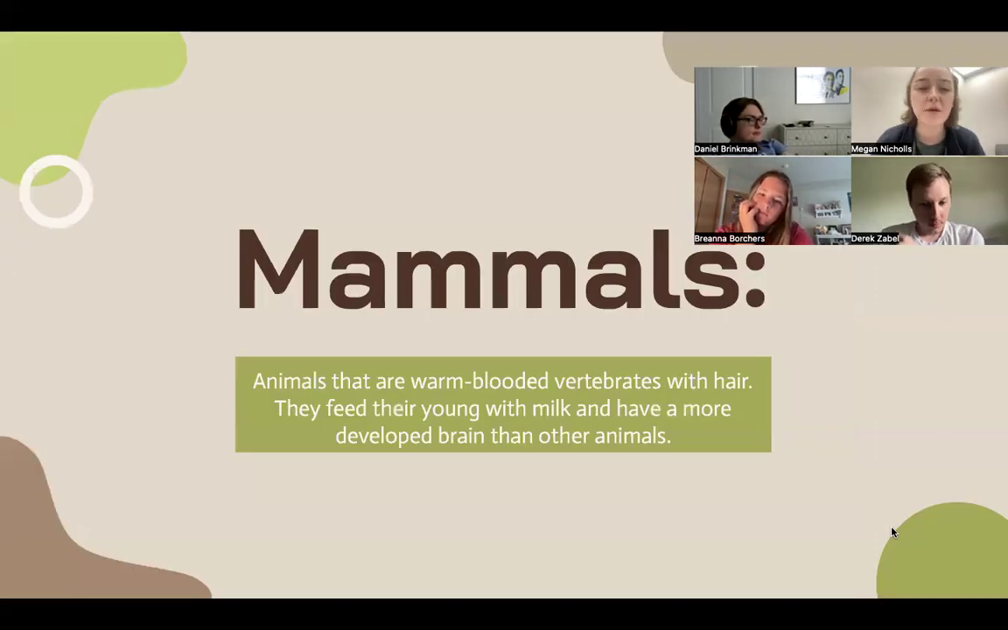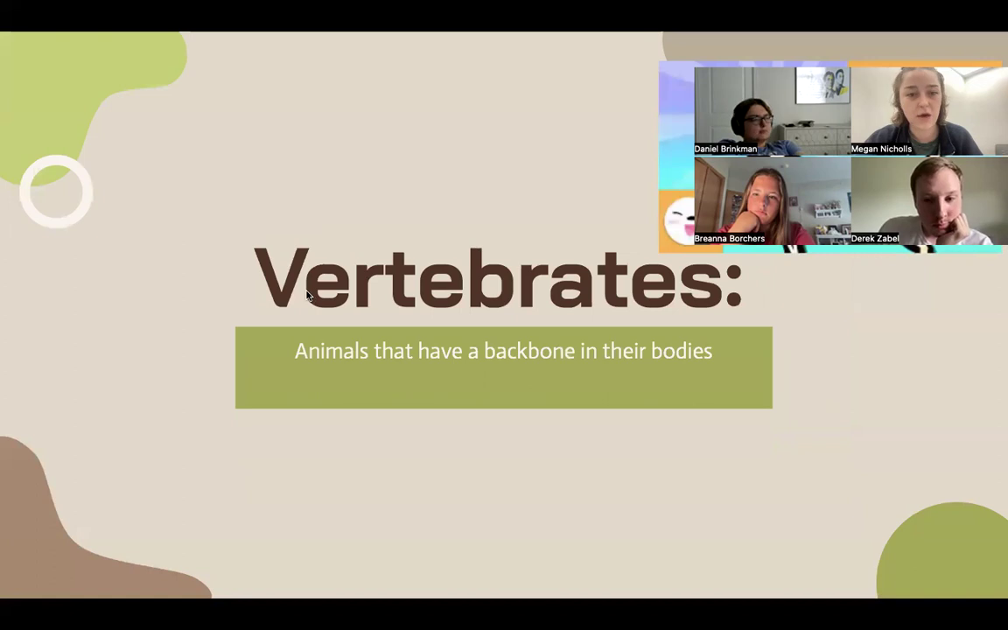Okay, mammals can be defined as animals that are warm-blooded vertebrates with hair. They feed their young with milk and have a more developed brain than other animals. Okay, I said a pretty big word, vertebrates. That means animals that have a backbone in their bodies.